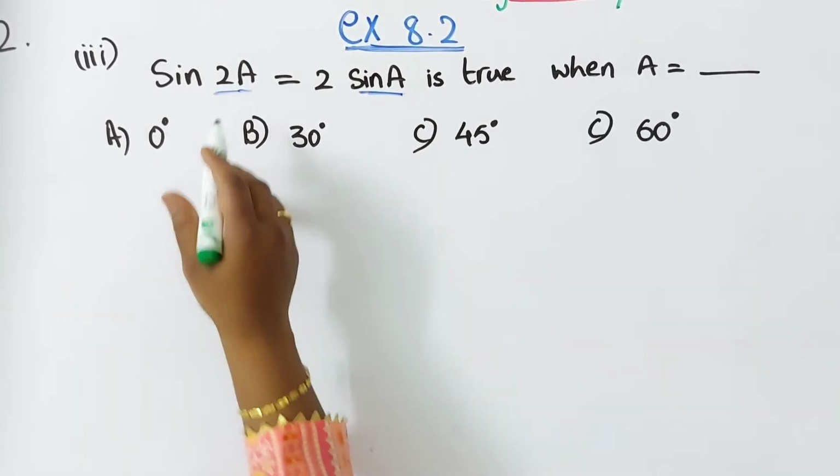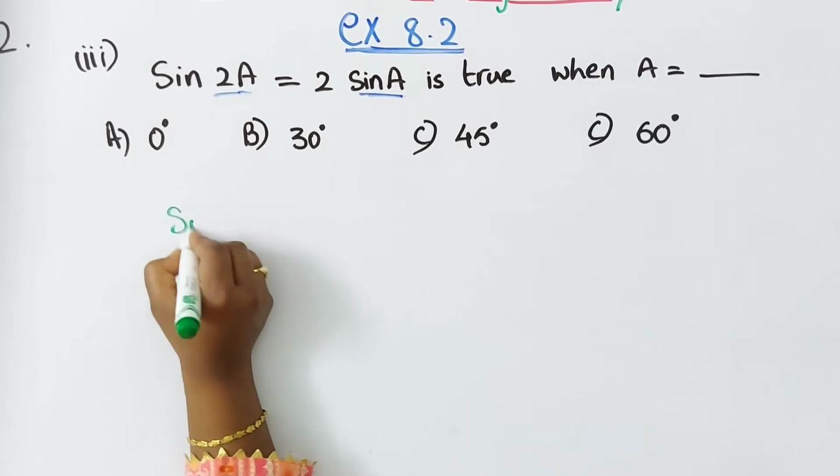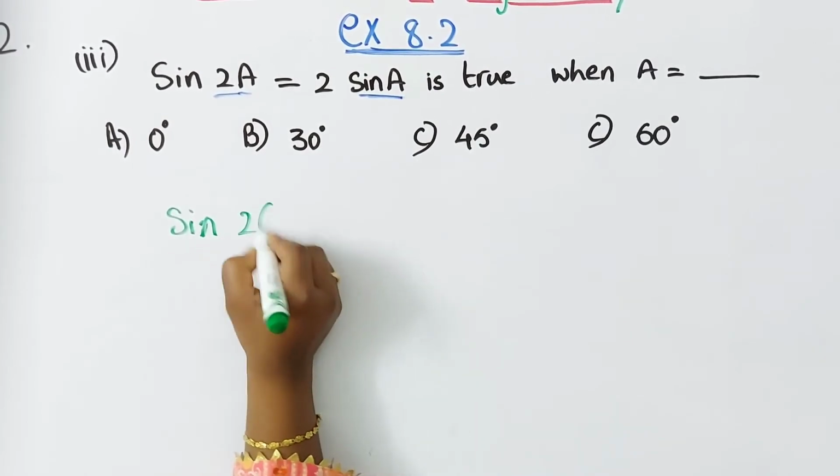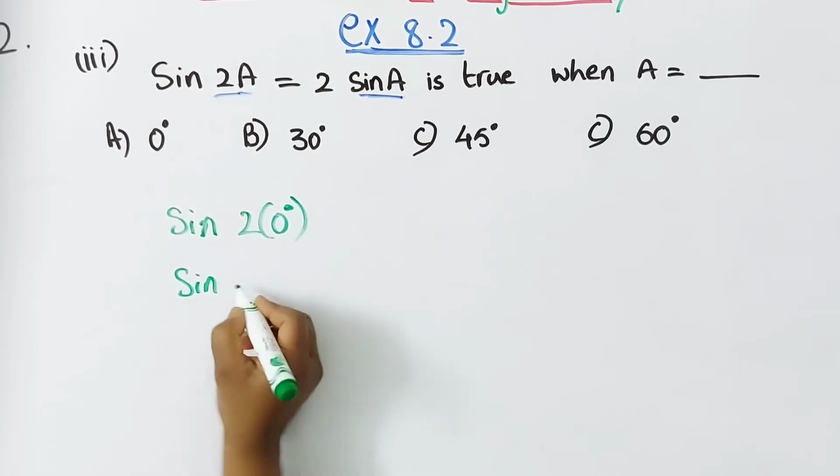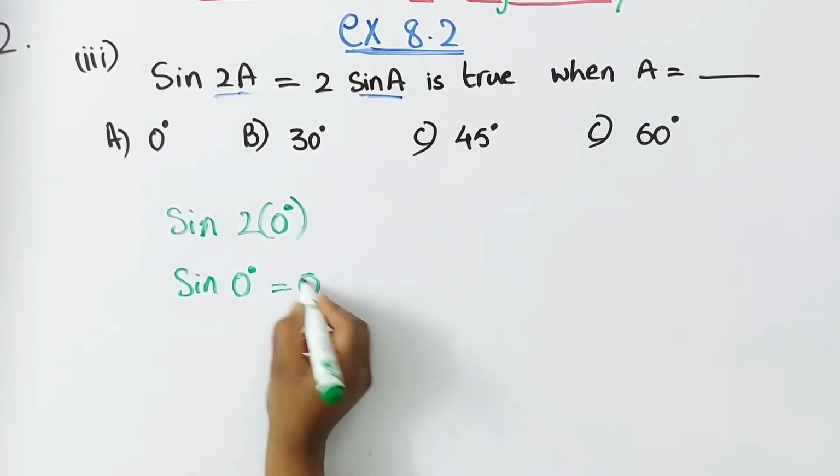Let us try the first option, 0 degrees, children. Sin 2A means sin of 2 times 0 degrees, right? So that means sin 0 degrees. Sin 0 degrees is 0.